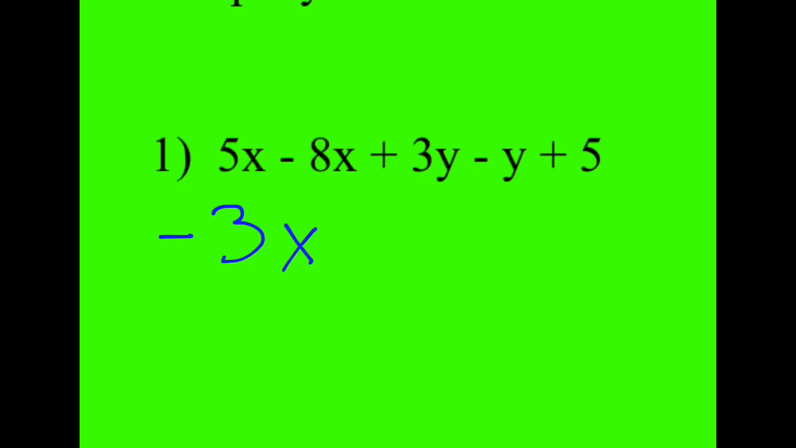Now I also have a positive 3y and a negative y, which remember that means negative 1y. So positive 3 minus 1 is going to give us positive 2y. Now look at this. This is something we haven't seen yet. I've got a positive 5 there. It's got no variable part. It's got no x or y or anything. So I just leave that the way it is. I can't combine that because it doesn't share the same variable part with any others. So there's my expression. My expression is negative 3x plus 2y plus 5.